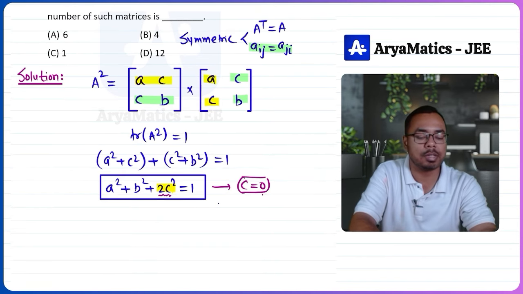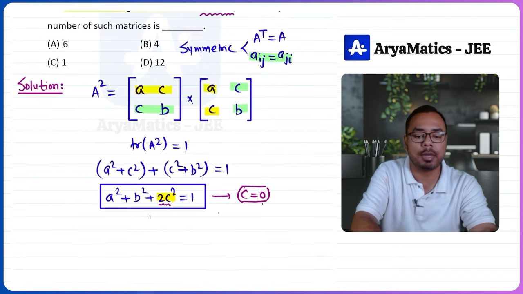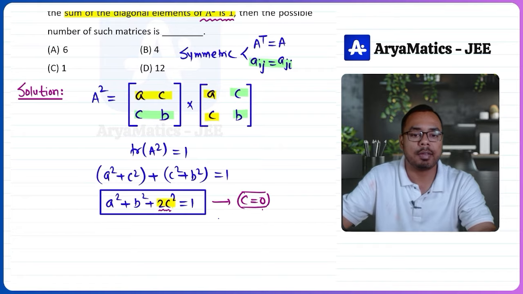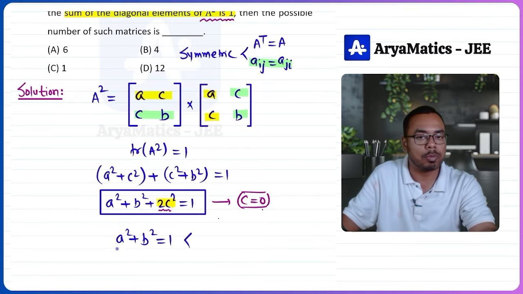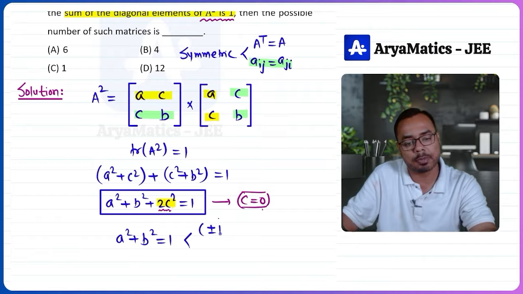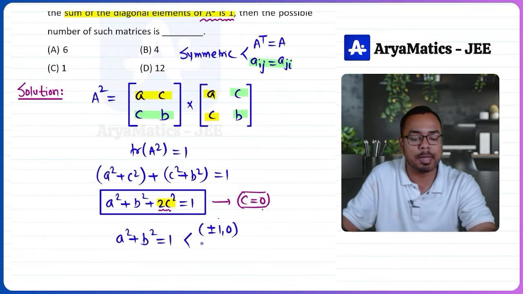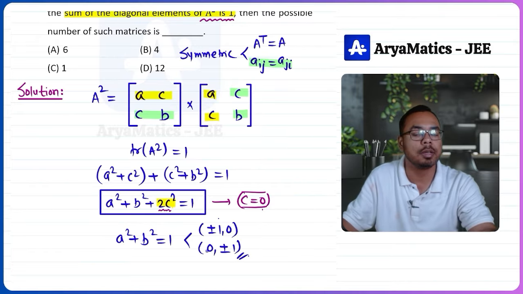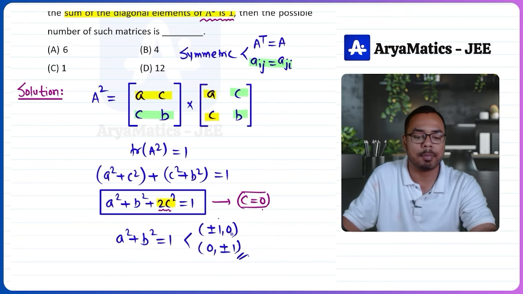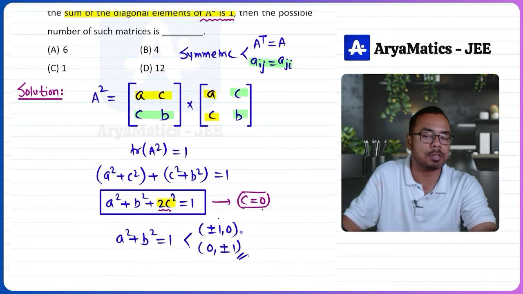So for C the value must be 0, and if C is 0, then the equation becomes A square plus B square equals 1. Now, what are the different integral solutions of this equation? One possibility is that you can take A as plus minus 1 and B as 0, or another possibility is that you can take A as 0 and B as plus minus 1. These are the only possibilities. In fact, four possibilities, plus minus 1 and 0.